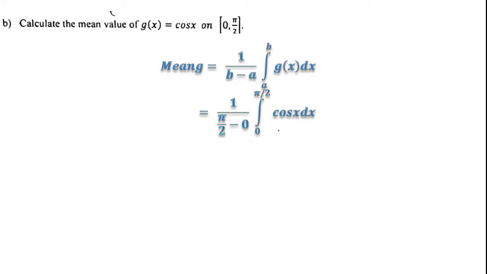And what is the integral of cos x? We know that when you differentiate sine, you have cos. So when you integrate cos, you have sine. So this is our integral from 0 to pi on 2. So we have sine pi on 2 is 1 and sine 0 is 0. So we have 2 on pi into 1 minus 0, which is just 1 times 2 on pi. So this is the mean value of this function.